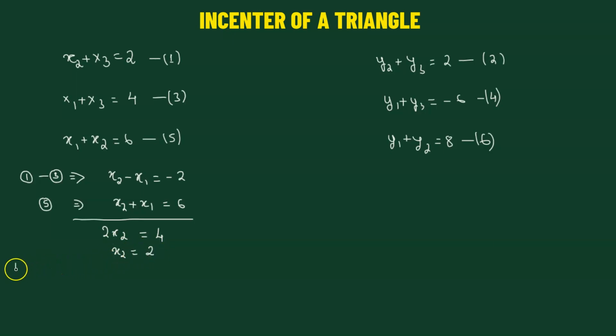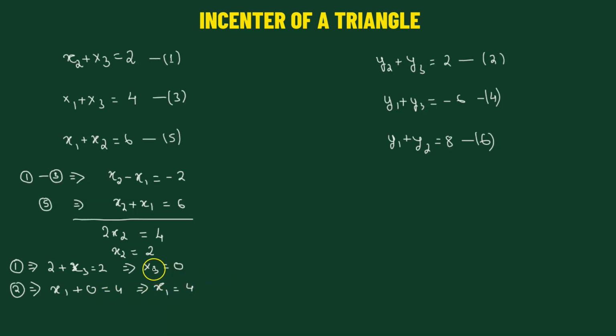Now let's use equation number 1. In equation number 1, we'll substitute the value of x2 with 2. So we have 2 plus 2 plus x3 equals 2, which means the value of x3 is simply 0. Then let's take equation number 2. In equation number 2, we need to find the value of x1. x1 added to x3, and x3 we obtained as 0. So x1 plus 0 equals 4. So this tells us that the value of x1 must be equal to 4.